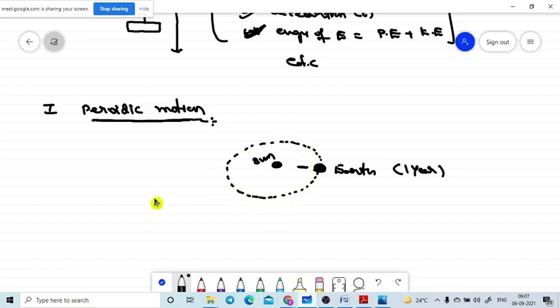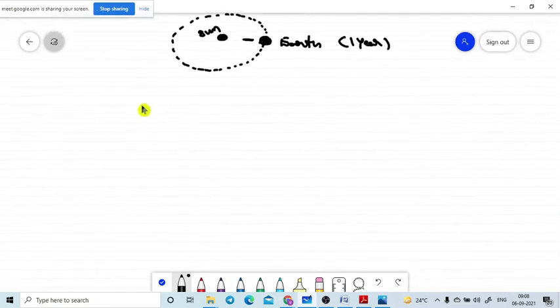So the motion of the particle which repeats itself along the same path, moving in the same path and in equal intervals of time. It is repeating in equal intervals of time and also along the same path. That motion is named a periodic motion.